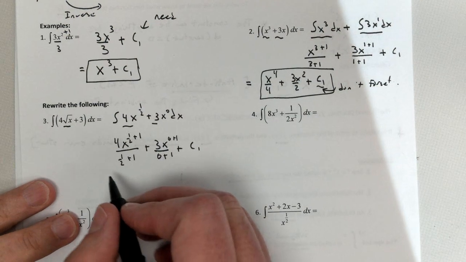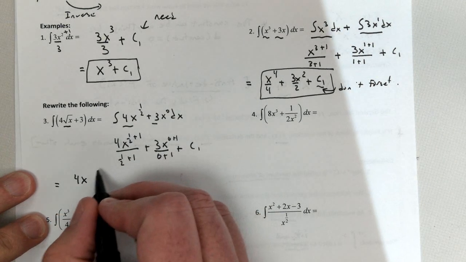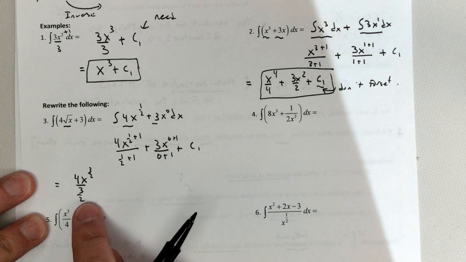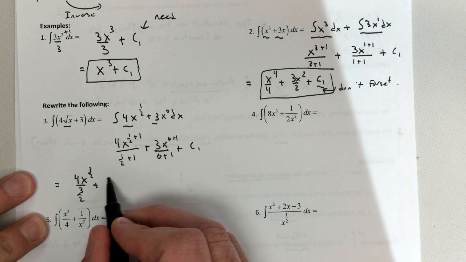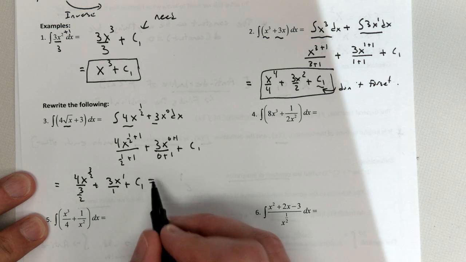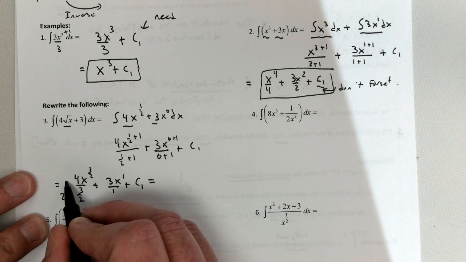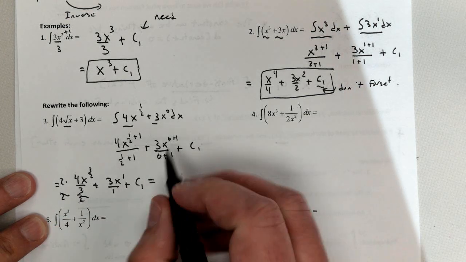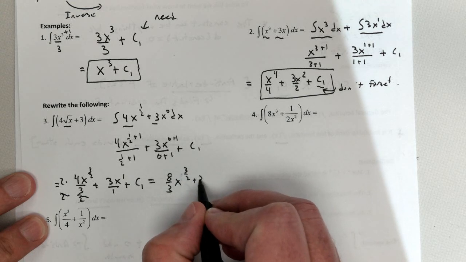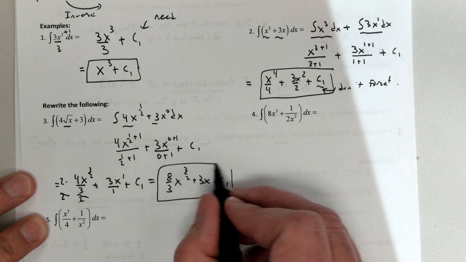So when we write our final answers, we would get the following. 4x to the 1/2 plus 1 is 3/2 over 3/2. We really don't like that. Plus, this is just 3x to the 1st over 1, plus our constant of integration. Now, again, we have a complex fraction here. So I'm just going to multiply both top and bottom by 2 to get rid of that fraction down there. And that's now going to give us 8/3 x to the 3/2 plus 3x, you don't have to put the 1 there, plus c1. And there's our final answer right here.